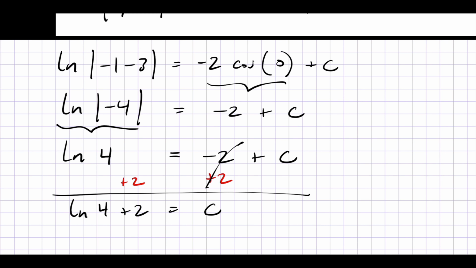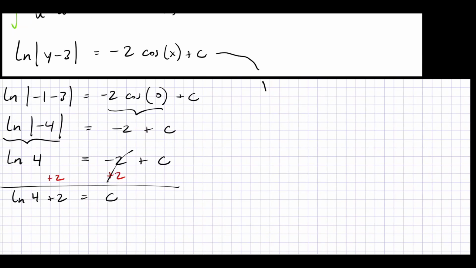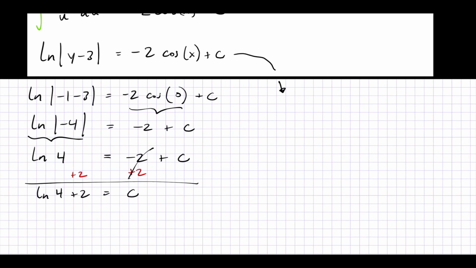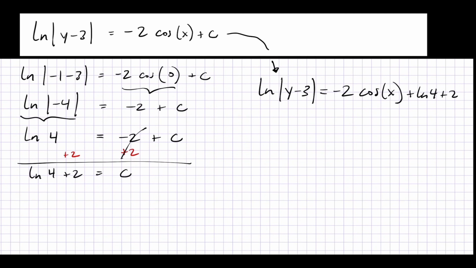So we're going to plug that in, back up right above this, bottom of the last slide. Plug in c. So we have the natural log of y minus 3 equals -2 cosine x plus the natural log of 4 plus 2. Okay. We know what c is, so that's step 3.